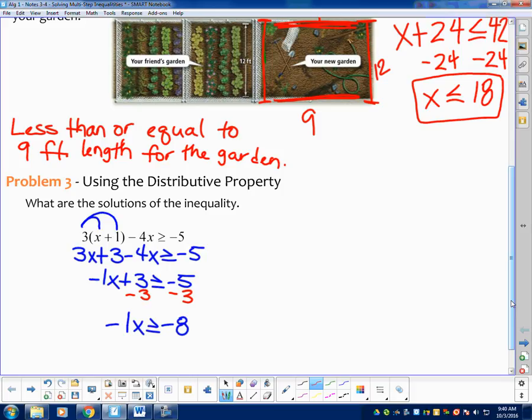And then I don't want that negative on my x, remember? So I just have to divide it off. But what happens to this when I divide by that negative? Switch it, yeah. So x is now less than or equal to positive 8. Okay on that?